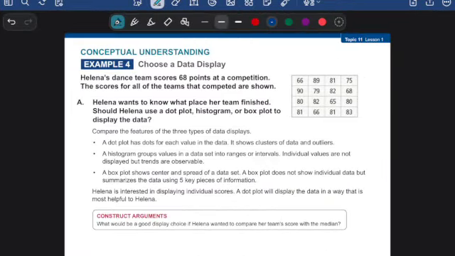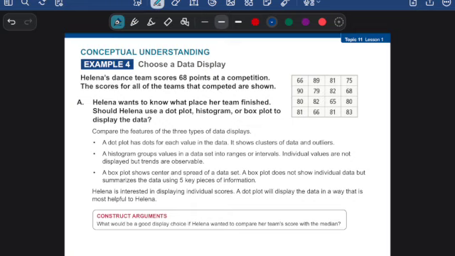Example 4, choosing which data display to use. It depends on what you want to analyze. Helena's dance team scores 68 points at a competition, and you can see the scores here in the table of all of the other teams in the competition. She wants to know what place her team finished. Should she use a dot plot, a histogram, or a box plot to display the data?